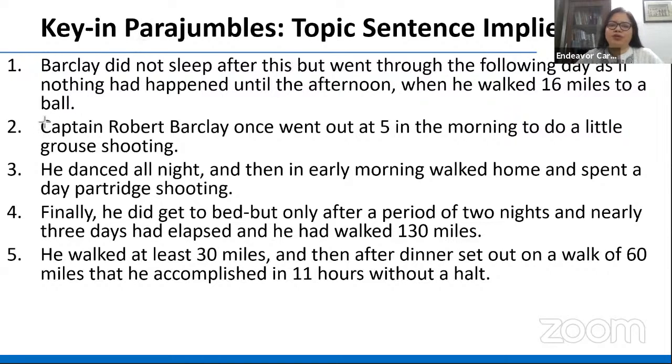So I want to start with 2, right? I'm sure you'll agree with me because here is the name mentioned, Captain Robert Barclay, right? He went out at 5 in the morning. Once, on one fine day, he went out at 5 in the morning to do a little grouse shooting. All right. Then a lot of you would be tempted to take 1 here because it says he did not sleep after this but went through the following day. Remember, we are talking of the following day. The following day is not that day. So I'm only told that he went out in the morning to do grouse shooting.